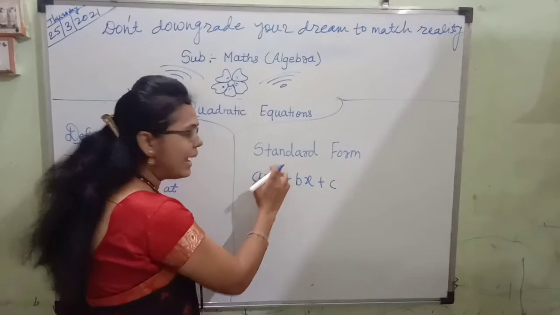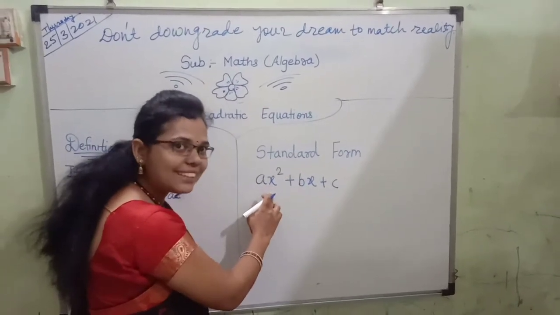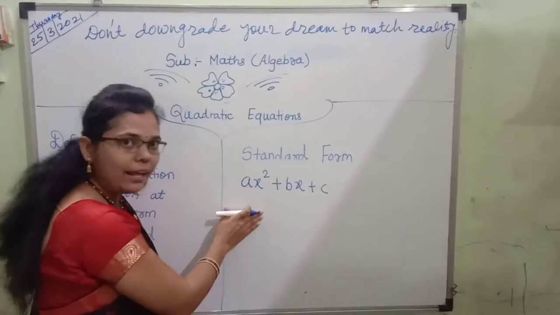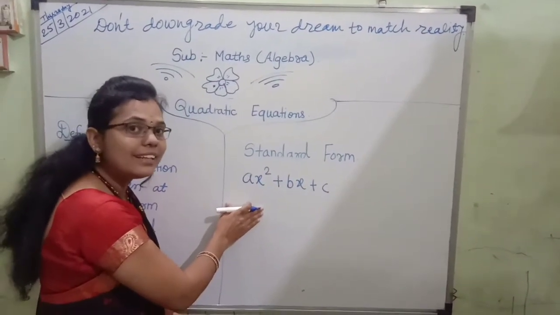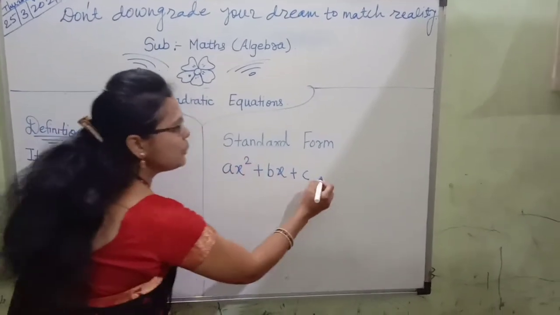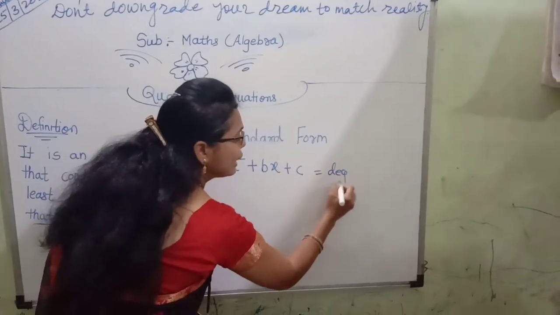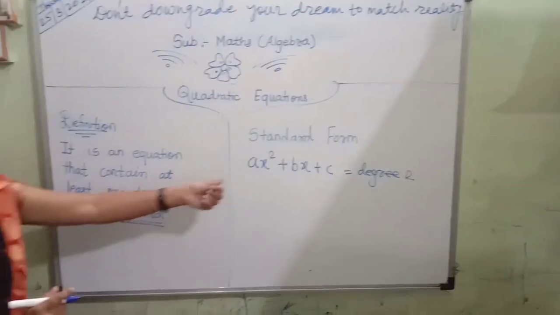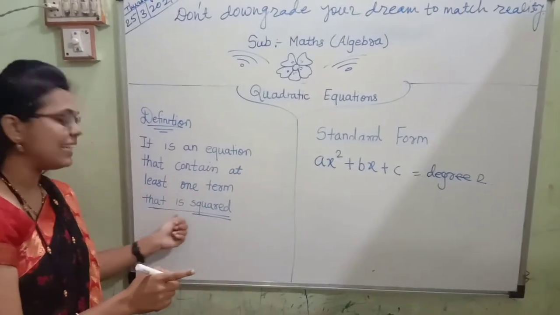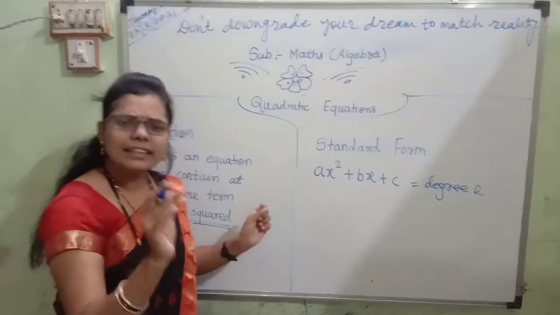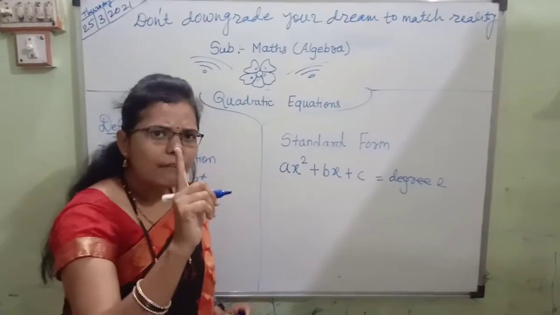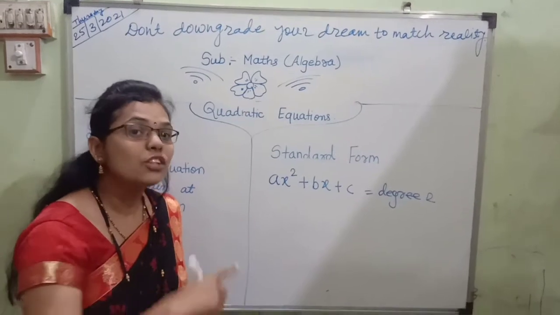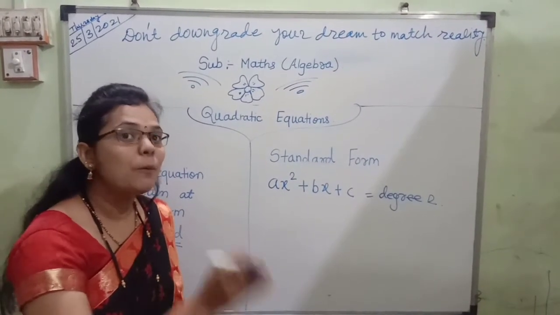x raised to 2. x raised to 2 means what? Square of x. And if we think about this whole equation, then what is the degree of this equation? That is 2. Means degree should be what? Degree should be 2. Okay? It means only that is a squared one. Means in that quadratic equation, there will be at least one term whose square will be there.